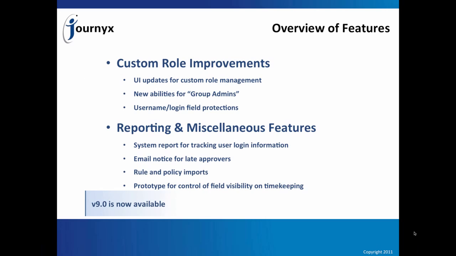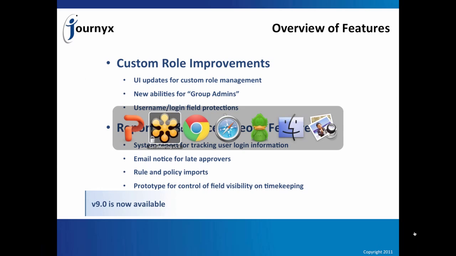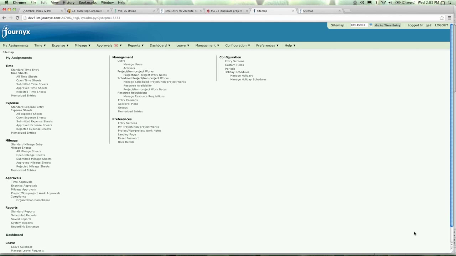There were also some miscellaneous improvements, some login information in the system reports, email notifications, some additional imports, and then also a prototype of a UI improvement and some options that will be coming in the next version of 9. So we'll take a look at those today. So first of all, let's go ahead and take a look at our custom roles and the area that we spent most of our time improving for 9.0.